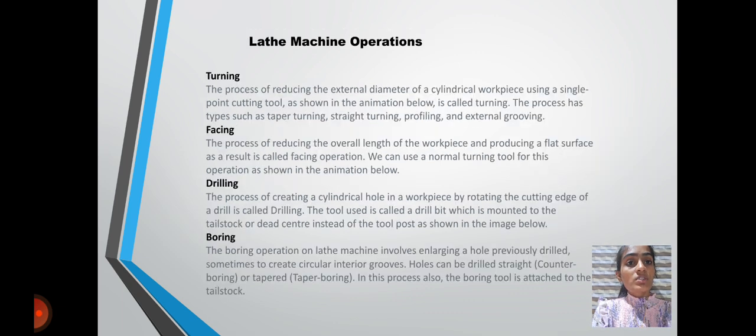Next, we are going to discuss lathe machine operations. Turning, facing, drilling, boring are the lathe machine operations. First, we discuss turning. The process of reducing the external diameter of a cylindrical workpiece using a single point cutting tool, as shown in the animation below, is called turning. The process has types such as taper turning, straight turning, profiling and external grooving.